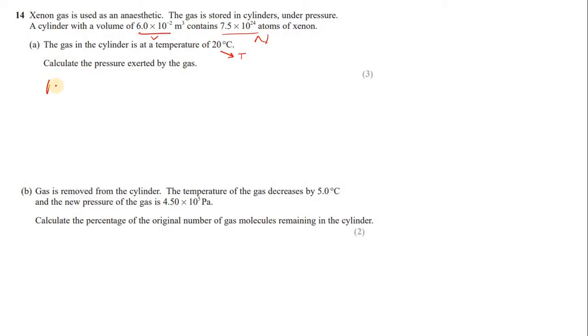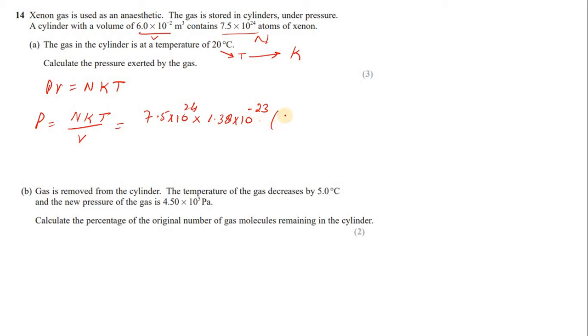Typical question. We know that PV is equal to NkT. Remember, here we are using temperature, not the change in temperature. That's why this Celsius should be converted into Kelvin. So pressure is equal to NkT upon V. N is the number of particles, 7.5 into 10 to the power 24, into k. k is Boltzmann's constant, given in your formula sheet, 1.38 into 10 to the power minus 23, or you can memorize, and into T. T is absolute temperature. So T is 20 plus 273. And then divided by the volume, 6 into 10 to the power minus 2. So pressure would be equal to 5.05 into 10 to the power 5 Pascal.